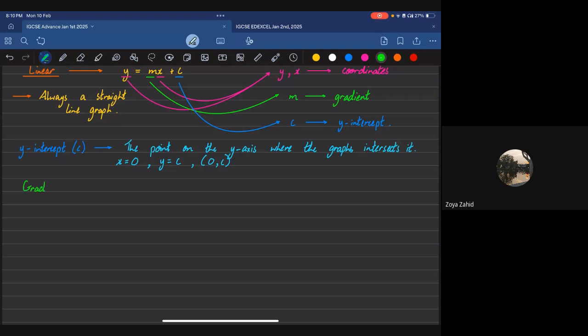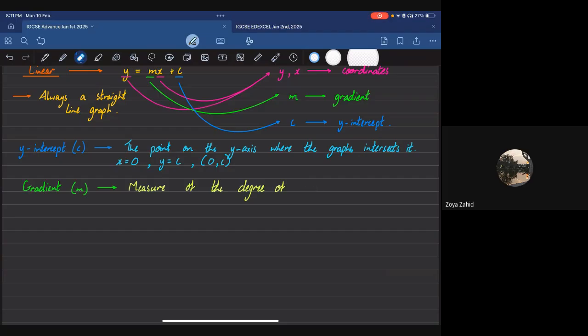Now, this is something that is highly important because when we move on, the y-intercept is going to remain as it is throughout. Gradient, however, is going to change as we change the type of equation that we're currently doing. So it's the measure of the degree of steepness. What do I mean by that? How steep a line is.